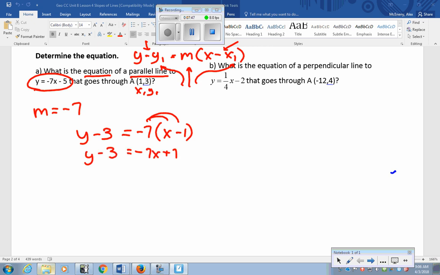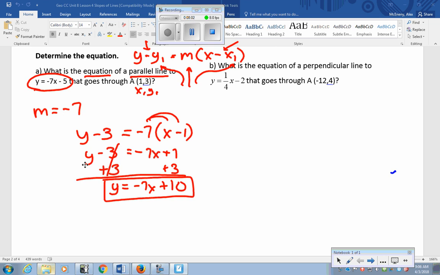Same thing like we talked before, get y by itself, and you can add 3 to each side, giving us y by itself and then -7x plus 10. And if you have a graphing calculator, you can check and just make sure that this point, 1, 3, is on that table.